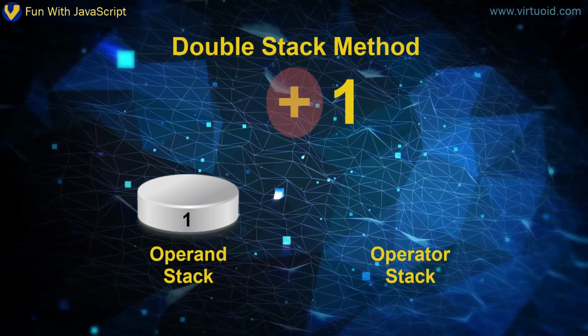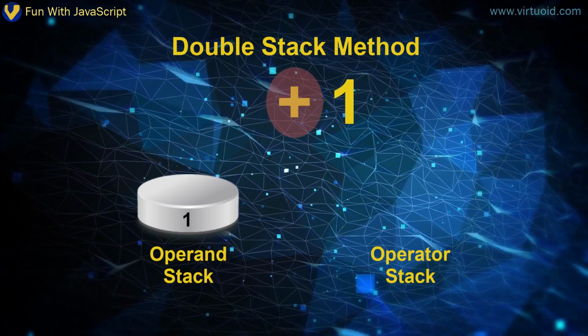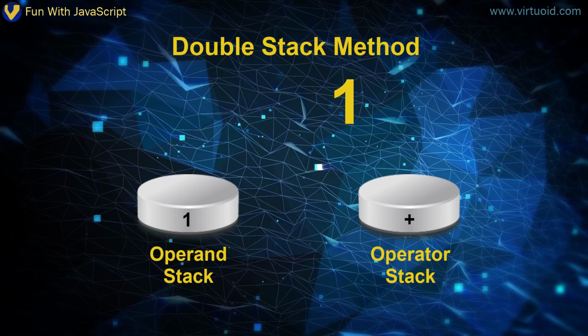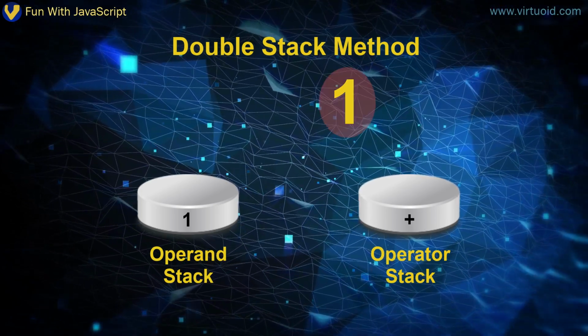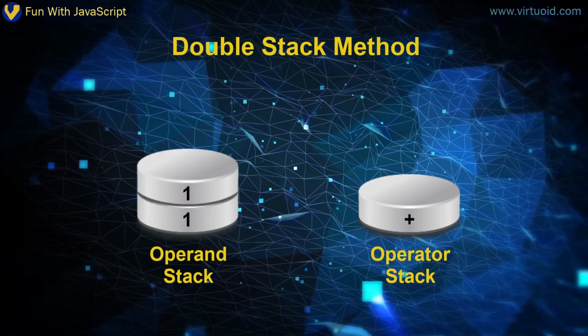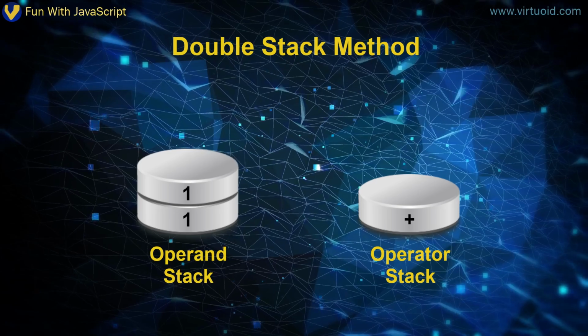So the plus sign will then go to the operator stack and say, do we have any other operators on there? Well, no, we don't. So I'm just going to push myself to the operator stack, and we're done. So that's it. Then the third token is going to be a 1. That gets pushed to the operand stack automatically.